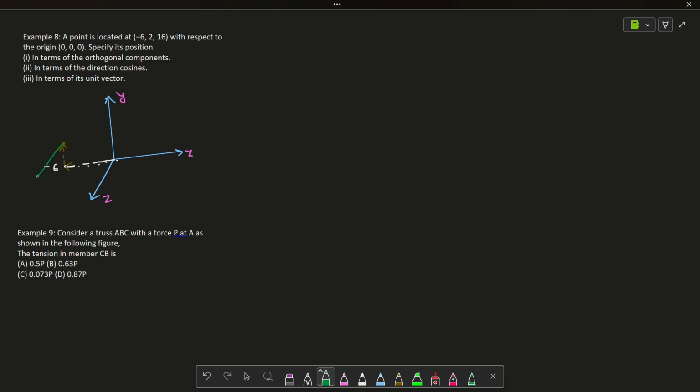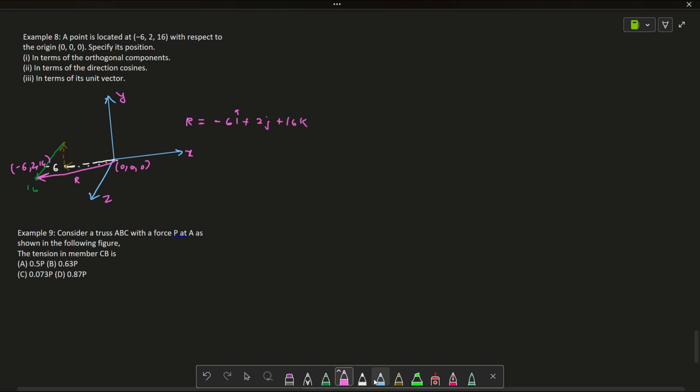From here we will move up to 16, and the final position would look something like this. This is our required vector, the point located from 0, 0, 0 to minus 6, 2 and 16. Now they are asking to specify its position in terms of orthogonal components. In terms of orthogonal components, we can simply write the vector r as minus 6i plus 2j plus 16k.